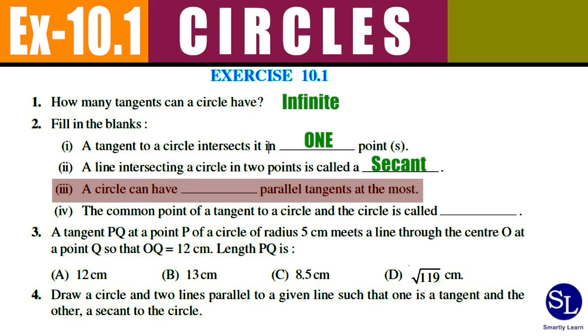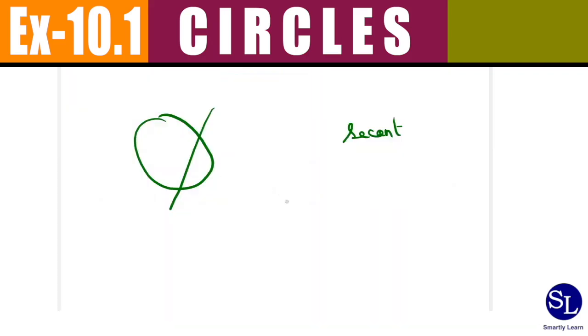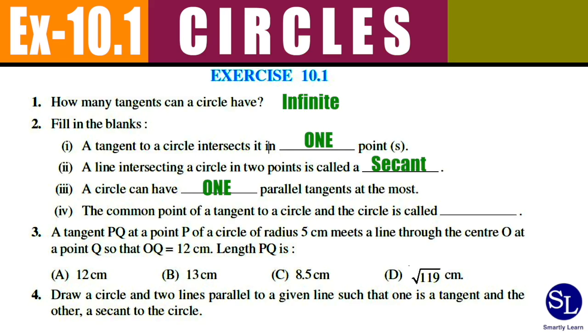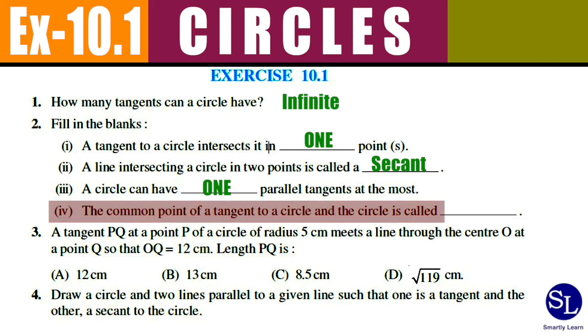Now the third one, a circle can have dash parallel tangents at the most. So at any given point in time, a circle can have one pair of parallel tangents. So I'm going to give this answer as 1. The common point of a tangent to a circle and the circle is together called as the point of contact.